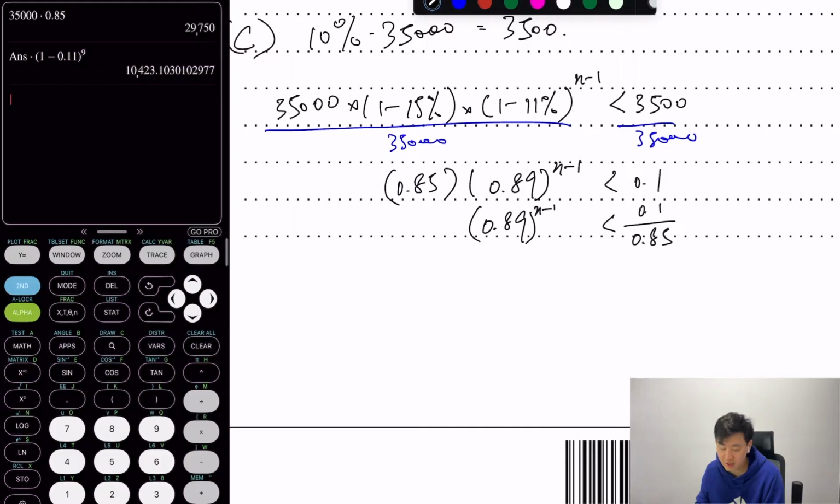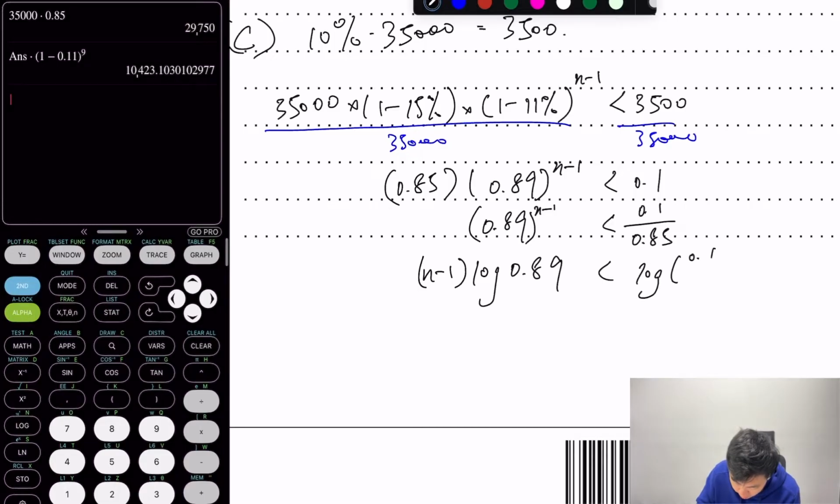Now, in this case, you can actually input it in your calculator, but if you don't have the calculator, if you do still want to see how the things go, you can take the log. So we're gonna have what? We're gonna have n minus 1. Remember, bracket it whenever you take the log, 0.89. And less than what? Let's just say log of 0.1 over 0.85.